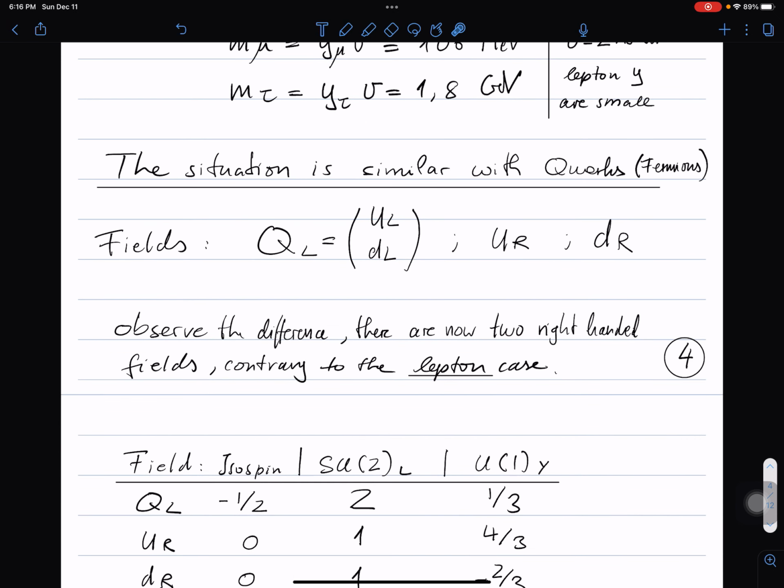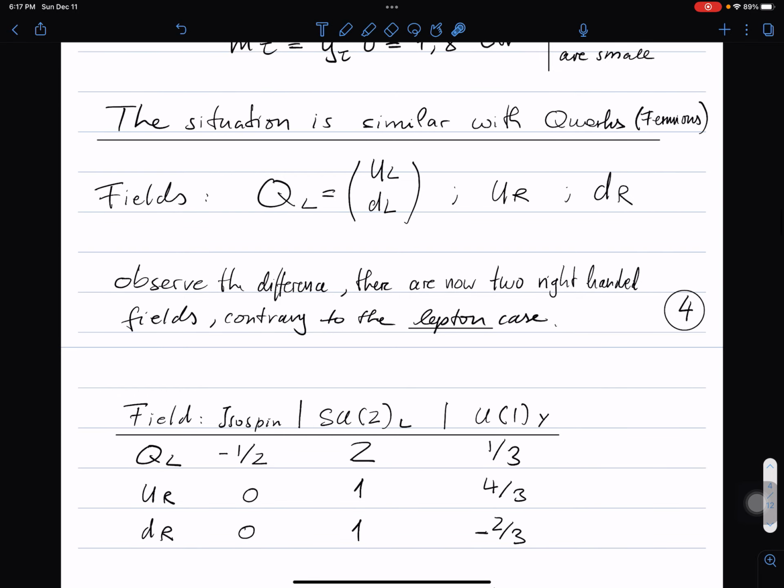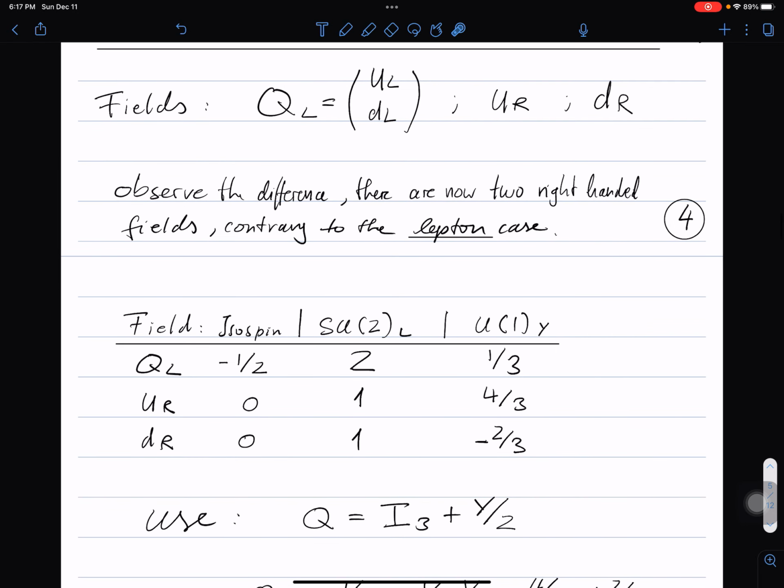The situation is similar with quarks, particles that carry the strong color charge, but they also carry the left-handed fields carry also the electroweak charges. So you can write them down into, well, intuitively you could call the upper component up left and the down component down left. And you could also say you have u and d right-handed components, but they are not arranged in the doublet structure. They don't feel the SU(2) left-handed weak force. Now observe the difference to the lepton case, that we now really have a right-handed down type and the right-handed up type field.